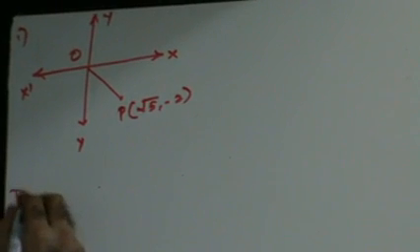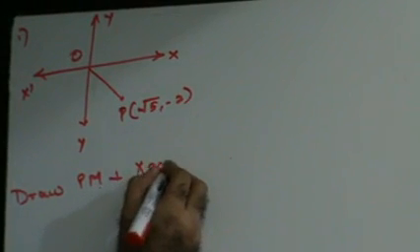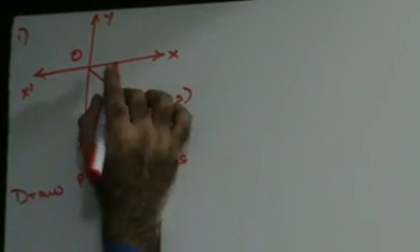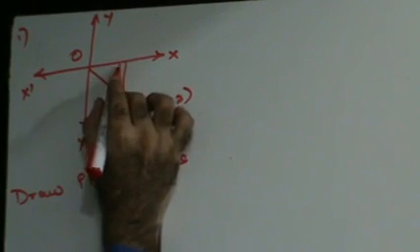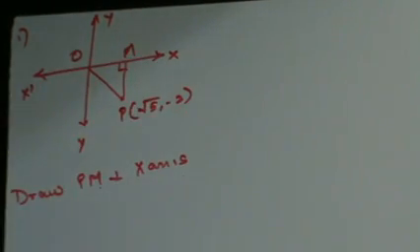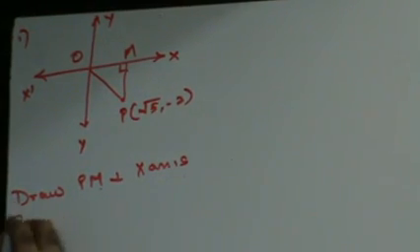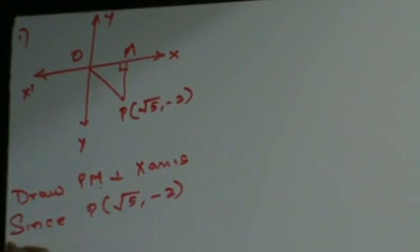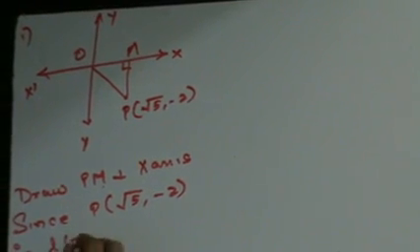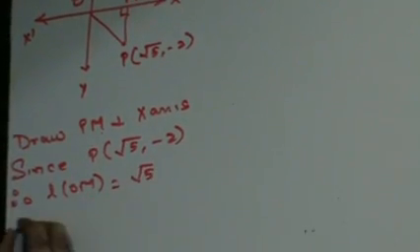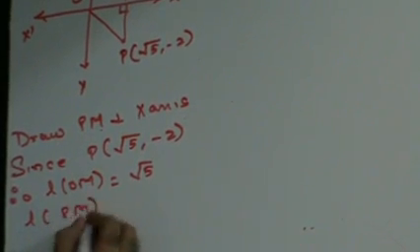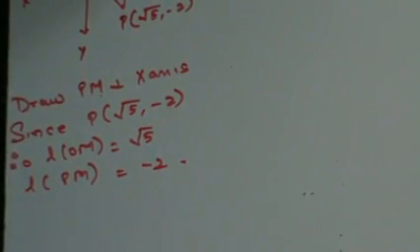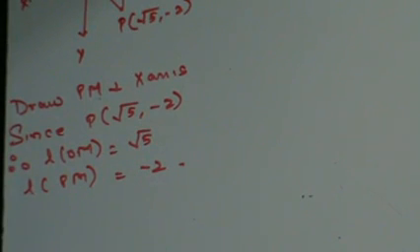Now draw PM perpendicular to x-axis. Since P is root 5 comma minus 2, the x coordinate, that is length OM, will be root 5 and length PM will be minus 2. Fine, do you get this?